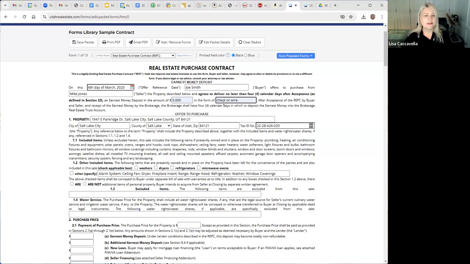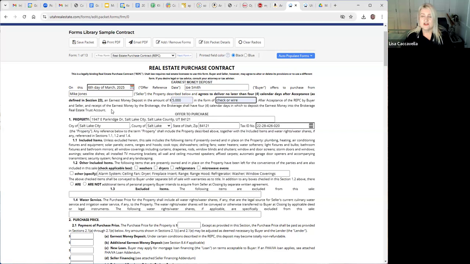And then they just make out the check to KW Utah Realtors. I pick it up, I take it to the front desk. Never leave that check just floating around in no man's land. You've got to have it deposited within a couple of days. So make sure that you understand that they have the 4 calendar days to deposit the earnest money into the brokerage account.